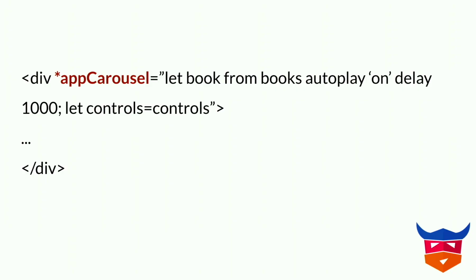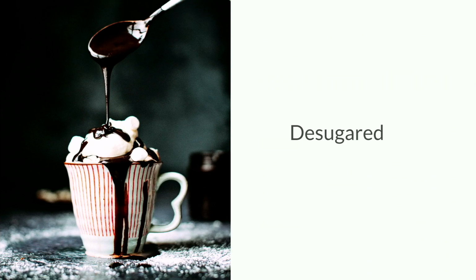if we have, for example, a structural directive like app carousel, which would just move you to the next view or the previous view, we would have something like this. App carousel equals let book from books, autoplay on, delay, and we give the time, and let controls, and we give what the actual markup will be inside that div.